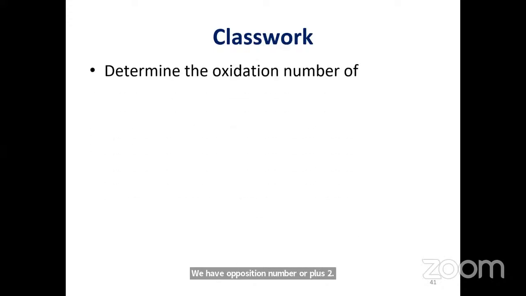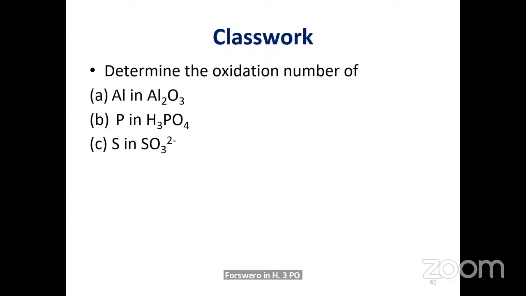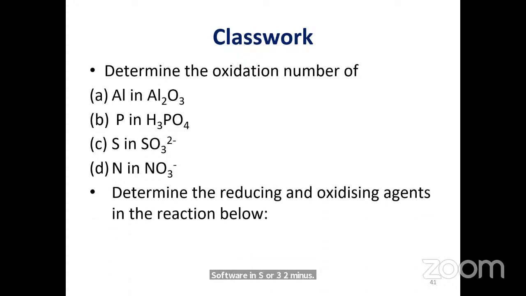Now, just as a quick one, we are asked to determine the oxidation number of Al in Al2O3, phosphorus in H3PO4, sulfur in SO3 2-, nitrogen in NO3-. It's a very simple question. Now, they are very simple questions.